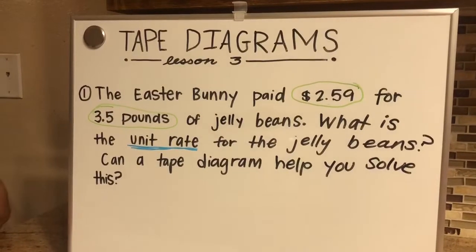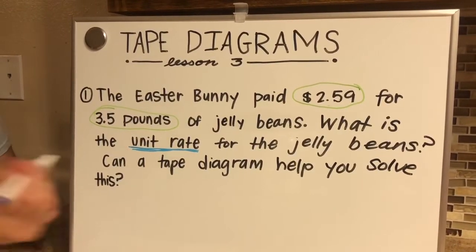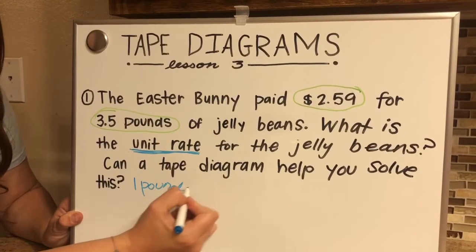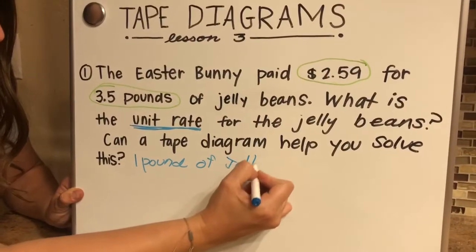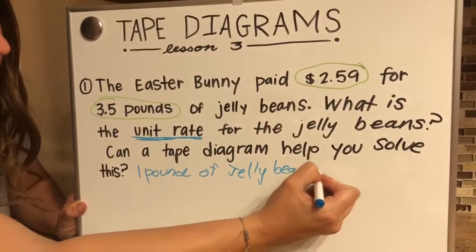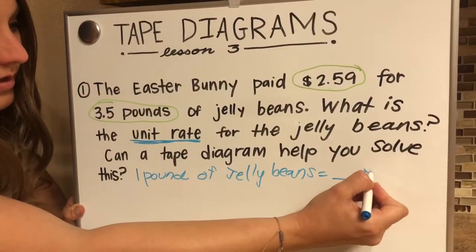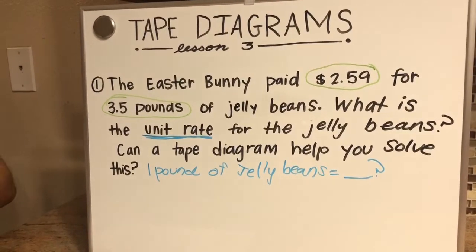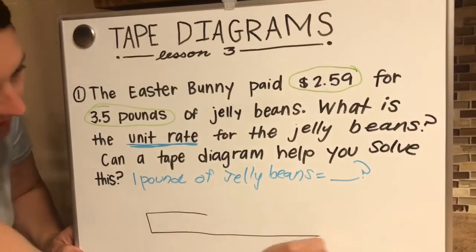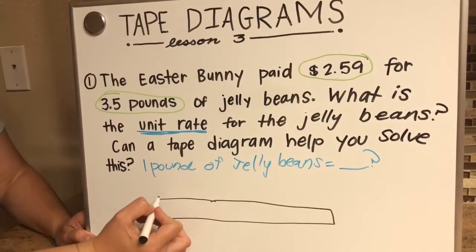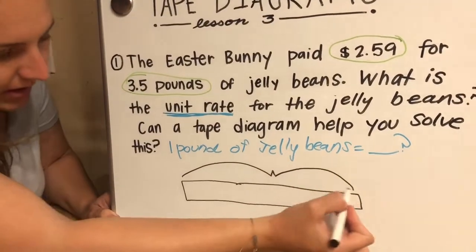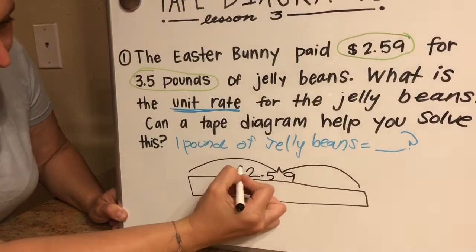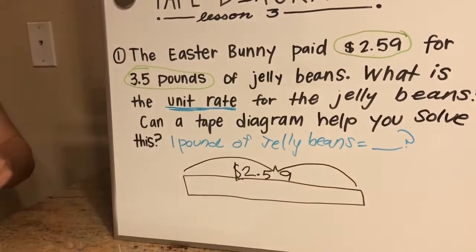In order to figure out the unit rate, that means we want to find out how much money 1 pound of jelly beans equals. In order to solve this, we can use a tape diagram. We draw it out like this. We know that this whole thing right here is $2.59. That is how much the Easter Bunny paid for 3.5 pounds.